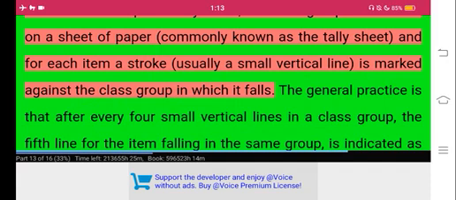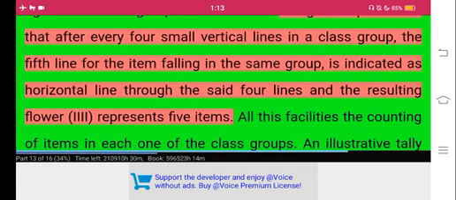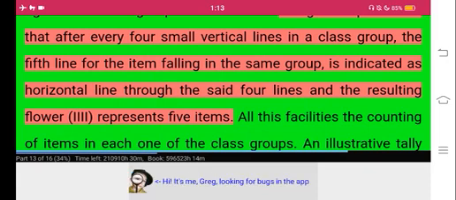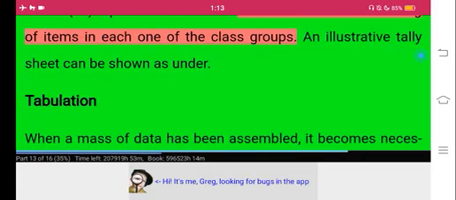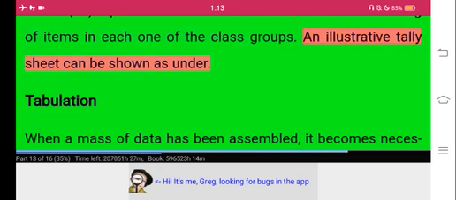which it falls. The general practice is that after every 4 small vertical lines in a class group, the 5th line for the item falling in the same group is indicated as a horizontal line through the said 4 lines, and the resulting flower for it represents 5 items. All this facilitates the counting of items in each one of the class groups. An illustrative tally sheet can be shown as under.